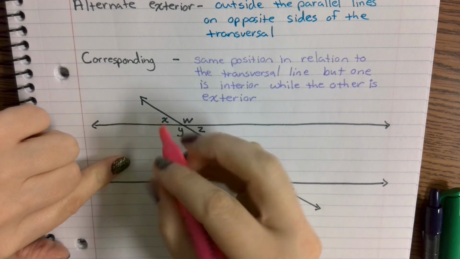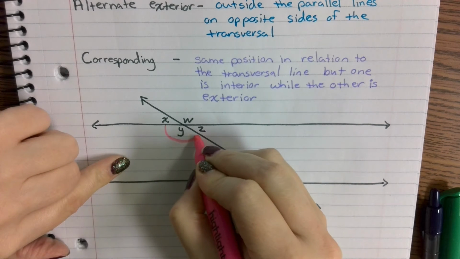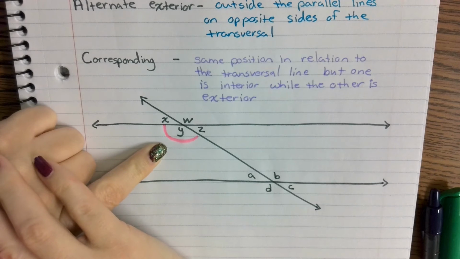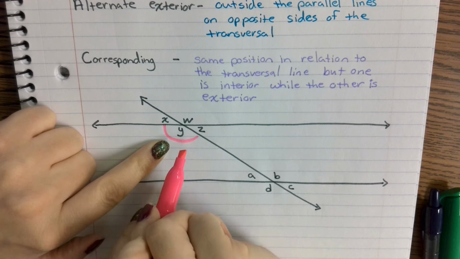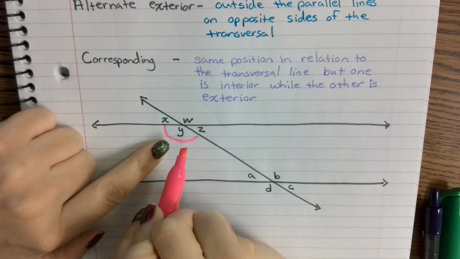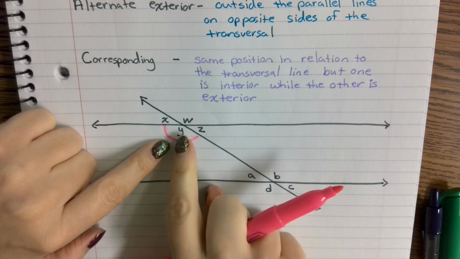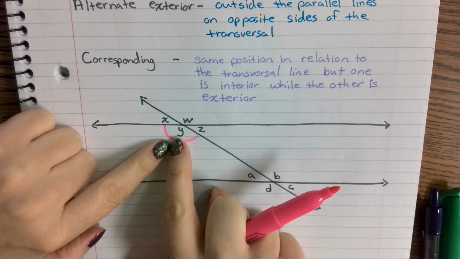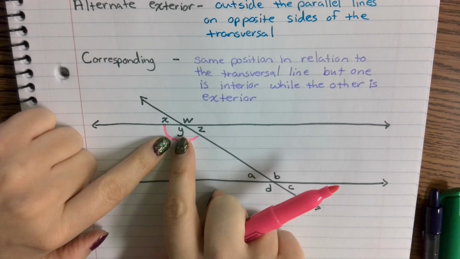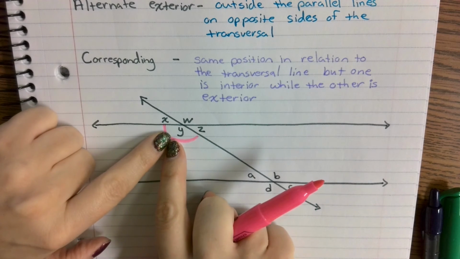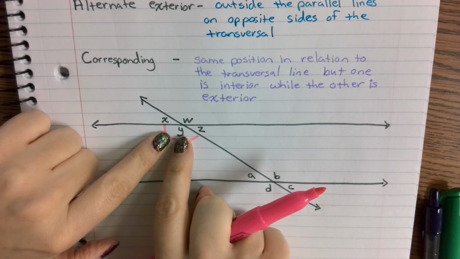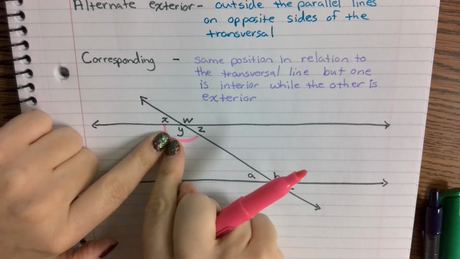So if I start with angle Y, angle Y is interior, and now I need to find an alternate, which means it's going to be on the opposite side of the transversal. So right now Y is at the top left side, right? It's at the top of the transversal. It's on the left side of the transversal.